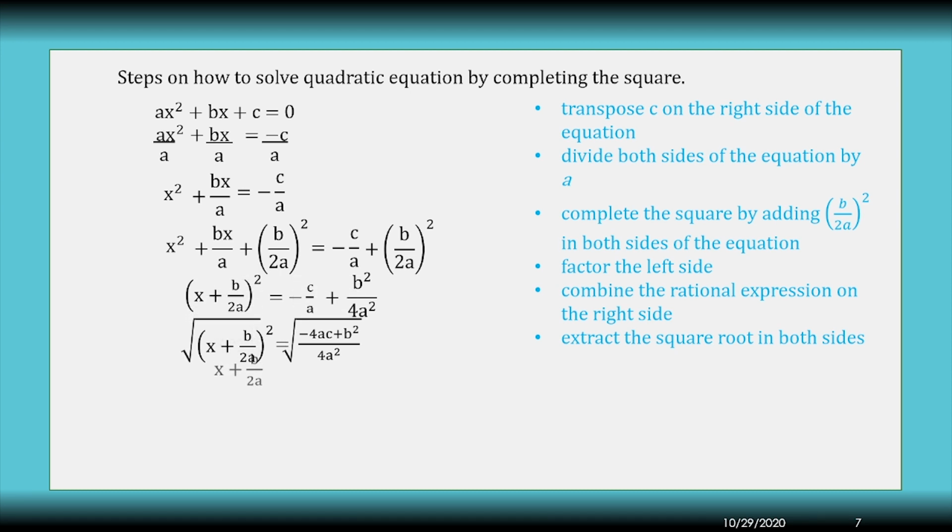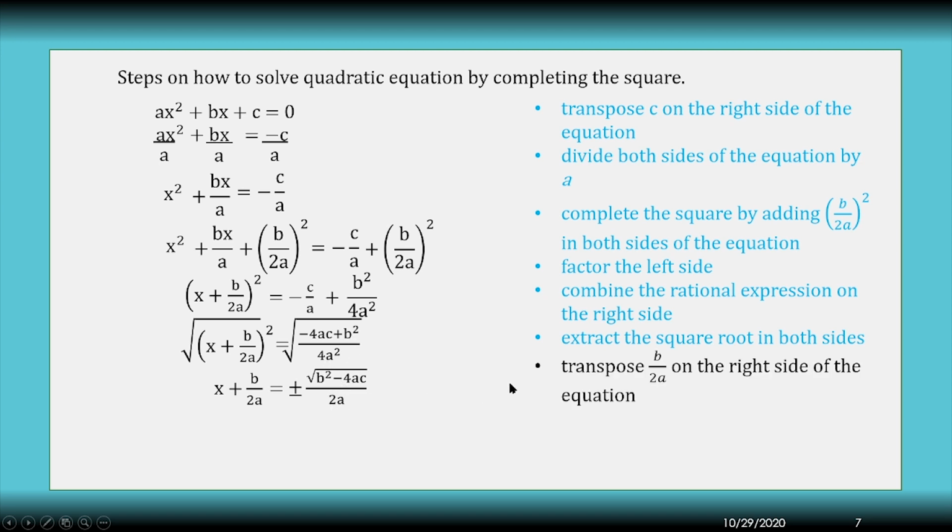Okay, so the answer is x plus b over 2a equals, since hindi naman perfect square yung ac, then meron tayong symbol, it is a binomial. So, may iwan lang siya sa radical symbol. So, plus minus square root of b squared minus 4ac, nire-arrange lang natin. Then, perfect square naman yung ating denominator, which is 4a squared, so magiging 2a. Okay, then what's next? Transpose b over 2a on the right side of the equation, or it is the constant value.